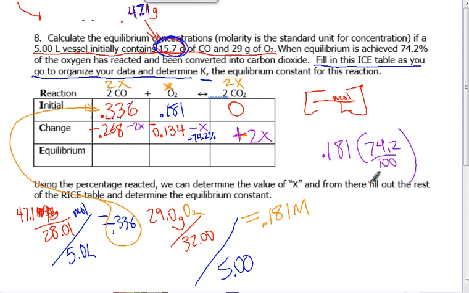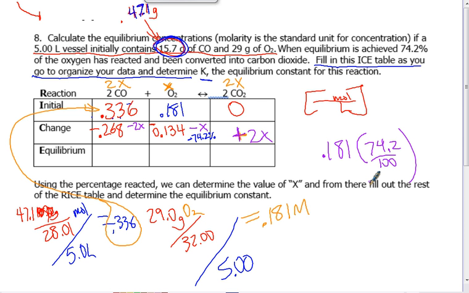And that's how much oxygen reacted. 74% of the original reacted. That's how much oxygen I'm losing. In red, it's 0.134. Does that make sense? You have to read the sentence carefully. Now that we know the amount of oxygen, how did I get the other values?